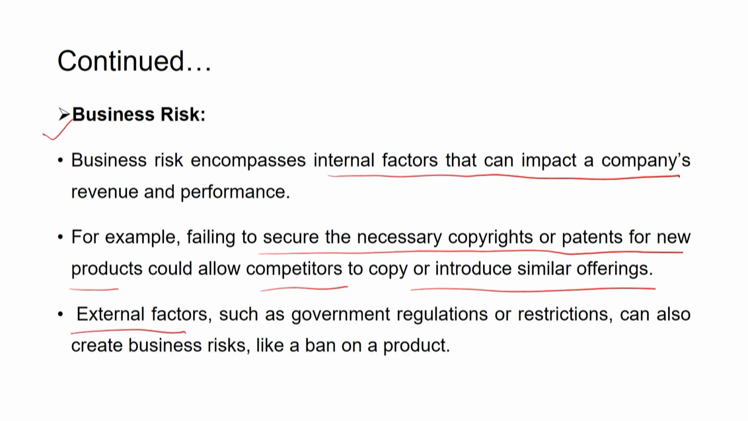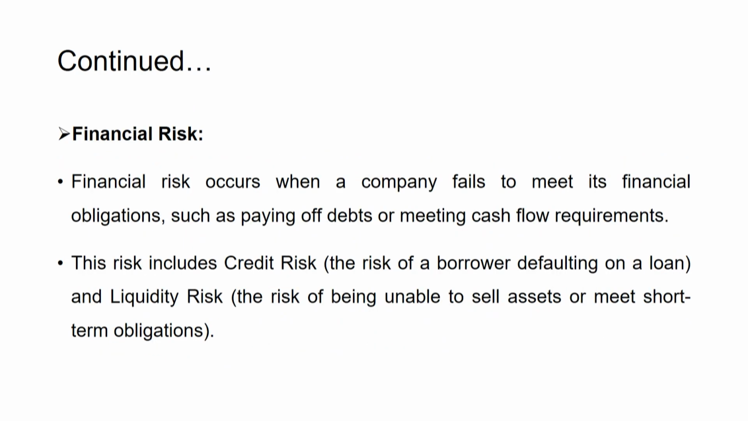There may be certain external factors that can contribute to business risk, such as government regulations, restrictions, and licensing procedures. This can also create business risks, such as if the government is banning any product in the national interest, then also this kind of risk may arise in the investment procedure. So these risks can be controlled by the investor with the help of diversification of their portfolio.